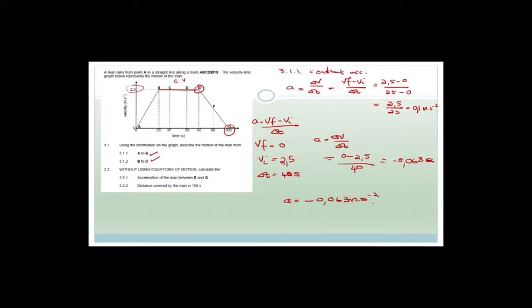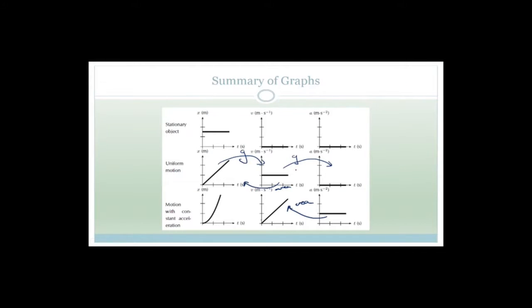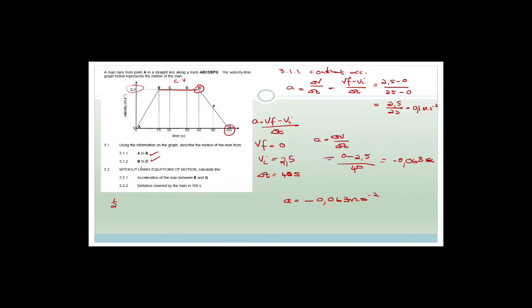Meters per second squared. Now it says distance covered by the man in 100 seconds. There are lots of ways you could work it out, but what did we say? We said that the area under a velocity versus time graph gives you the distance. So the area of this would be 1/2 times the base, which is 25, times the height, 2.5, plus this bit here, which we can call a rectangle, which is 2.5 multiplied by 60 minus 25, which is 35, plus 1/2 times 40 times 2.5.